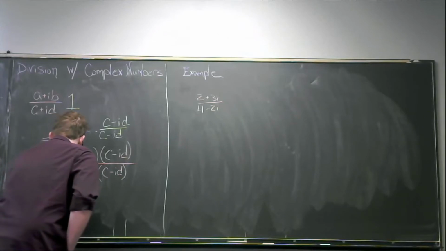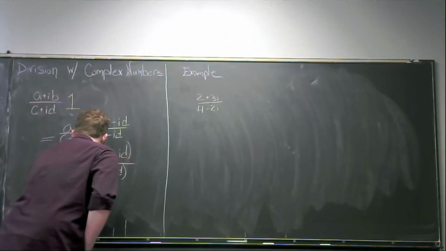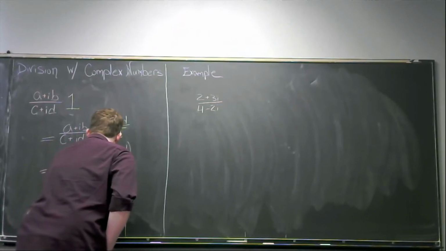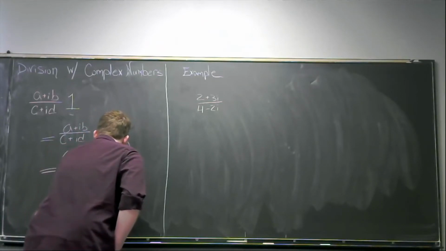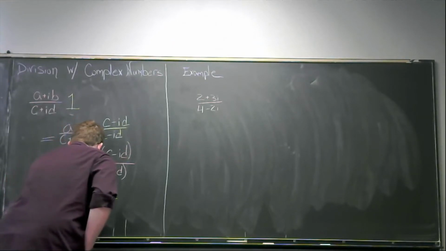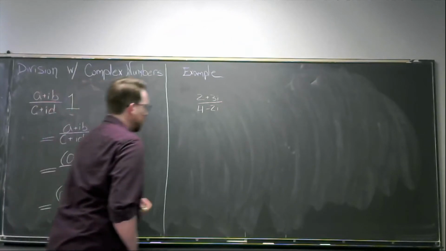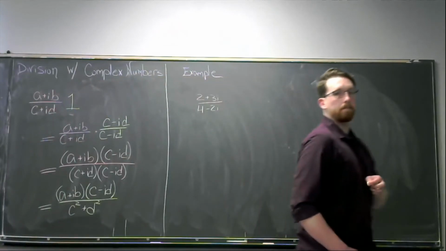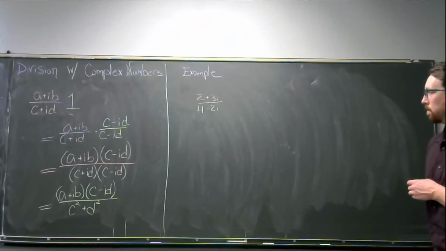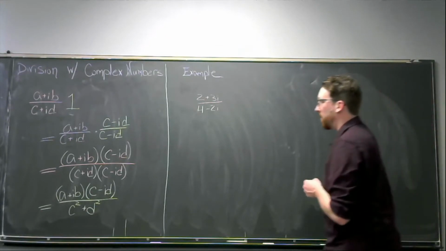a plus ib times c minus id divided by c squared plus d squared. And then we would also try to simplify the numerator.